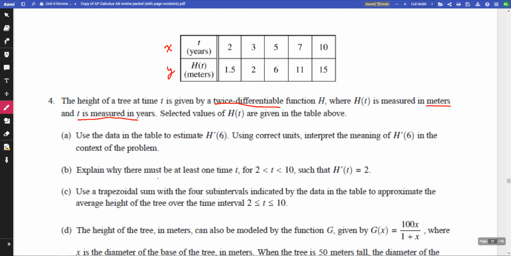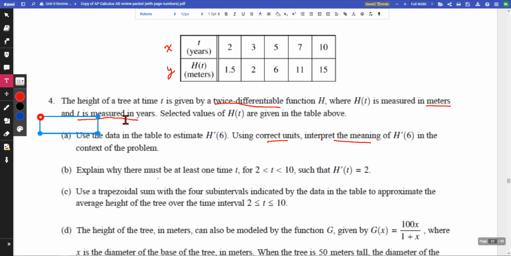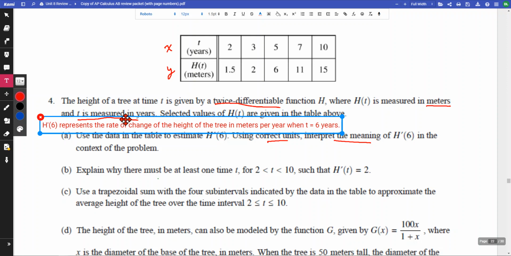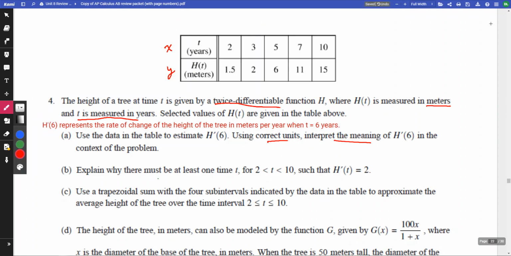Using the data, estimate h prime of 6 using correct units, and interpret the meaning. Okay? I want you to get into the habit of thinking about the meaning first. So h prime of 6 represents the rate of change of the height of the tree in meters per year when t equals 6 years, right? We can get in the habit of writing our explanations first.